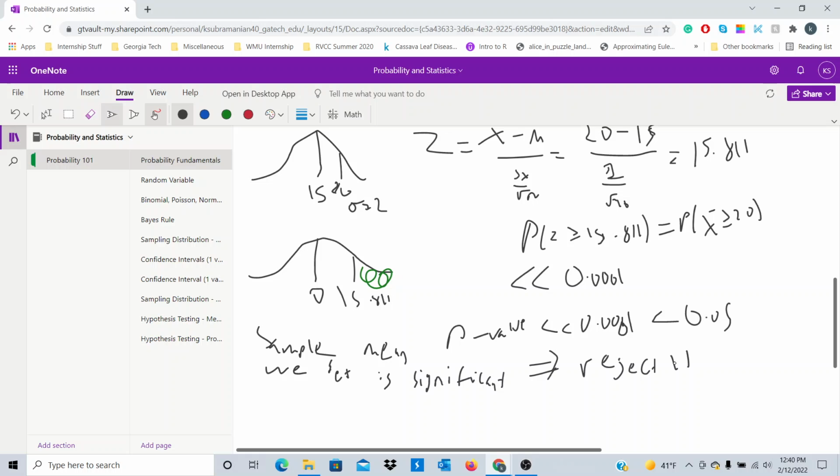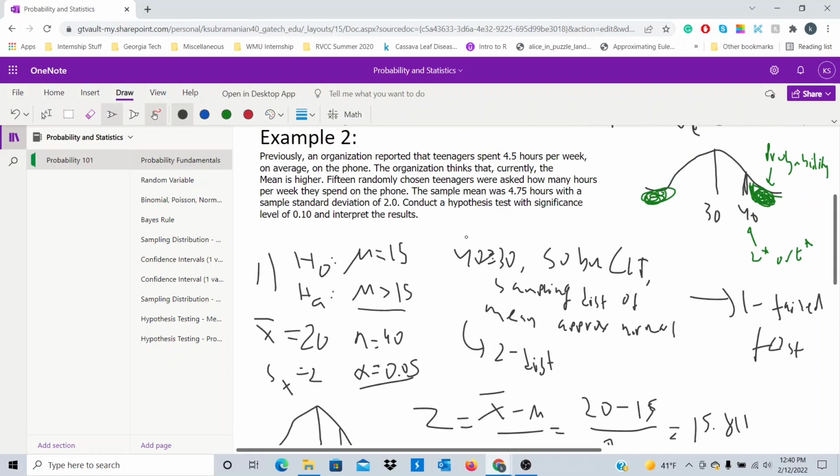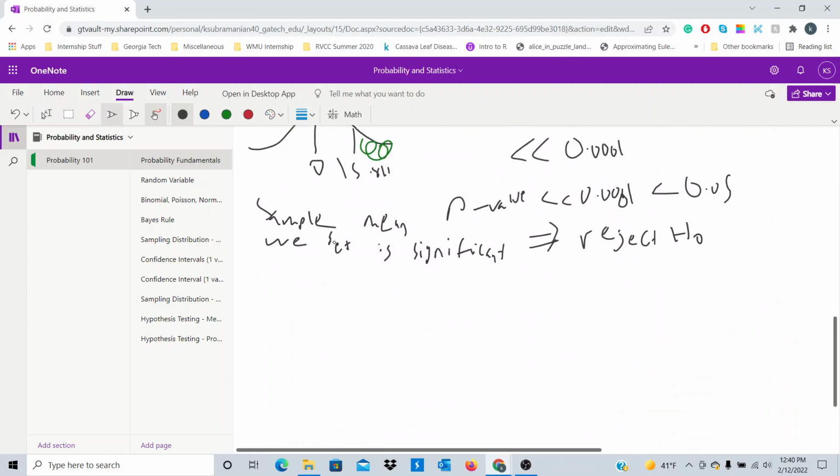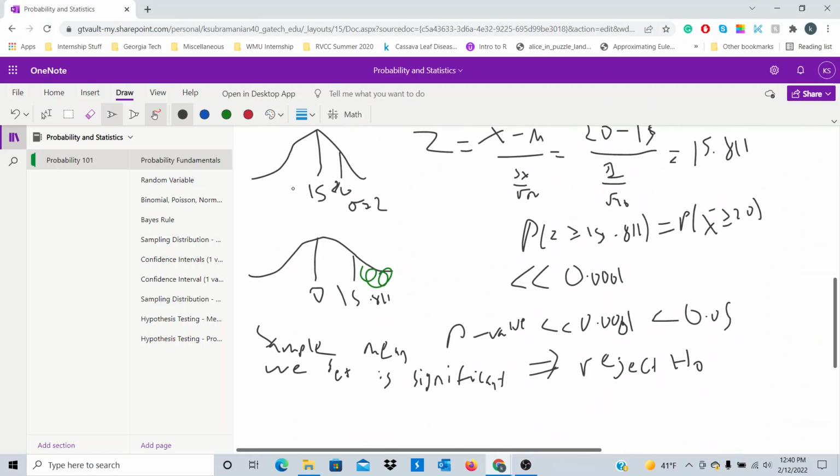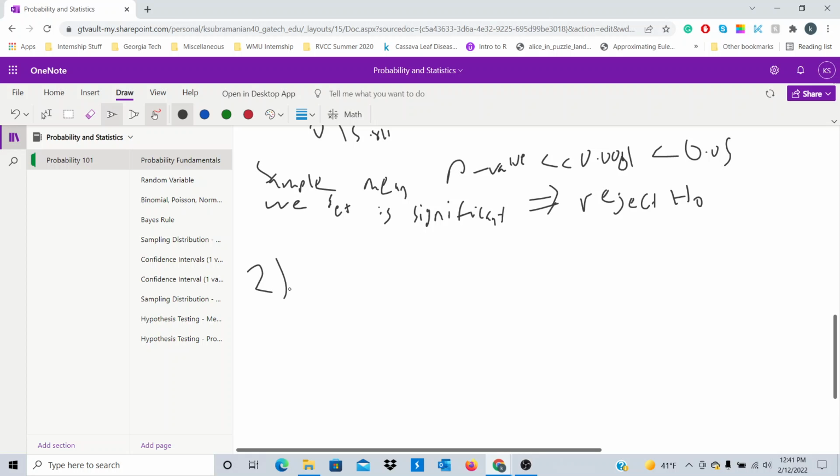So what does this mean exactly? We have evidence in favor of the alternative hypothesis, and we don't really have much faith in Domino's claim that the mean pizza delivery time is 15 minutes. So we actually reject the null hypothesis in this case. All right, so we move on to example 2.